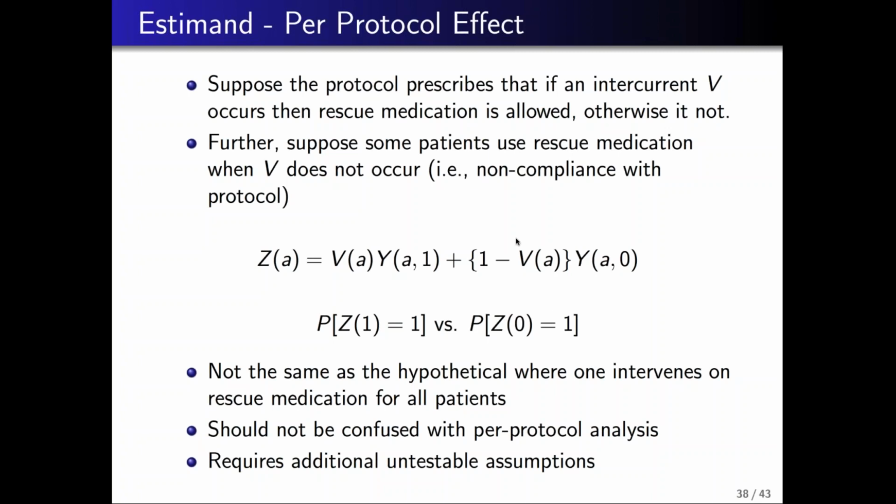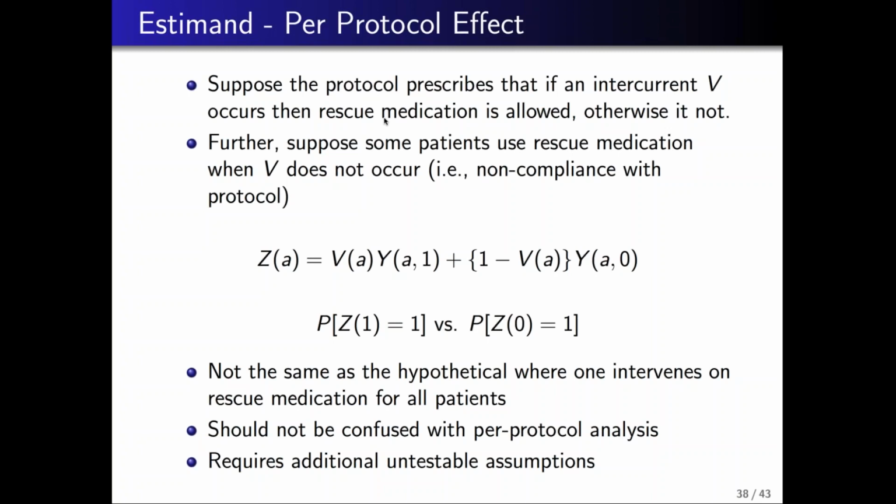So suppose you write in your protocol that if you have a specific intercurrent event V, then it's okay to use rescue medication. Otherwise, you're not supposed to use it. So the protocol is specifically saying if you have a particular event, then go ahead, use rescue medications. But if you don't have the event, then we prohibit the use of rescue medications. Now, further, suppose some patients use rescue medications when V does not occur.